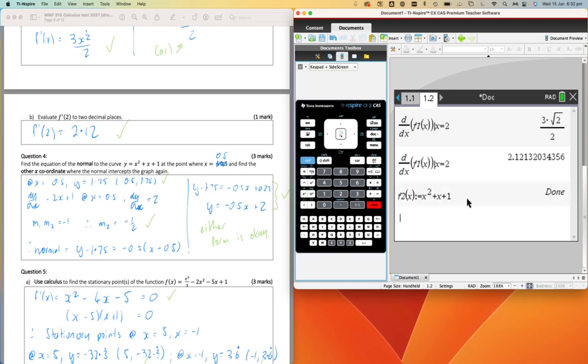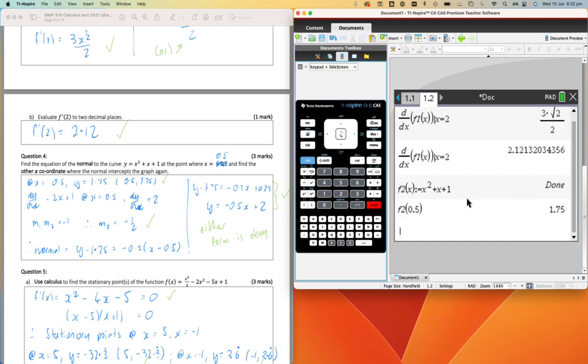And I need to know what y is, so I'm going to go f2 of 0.5, and there we go, 1.75. So done. What else does it say? I need to find the equation of the normal to the curve, so I know that means I need to work out the gradient. So I've done a quick calculation here. dy by dx equals 2x plus 1. Probably easier to write it, isn't it? And then at x equals a half, dy by dx equals 2. So all of that's pretty straightforward.